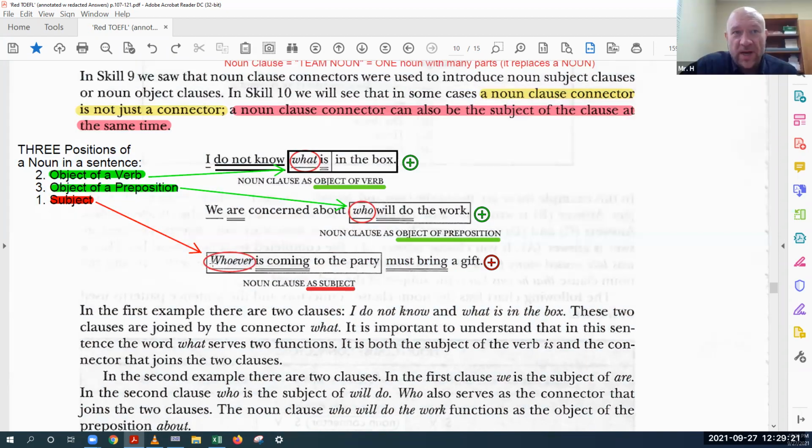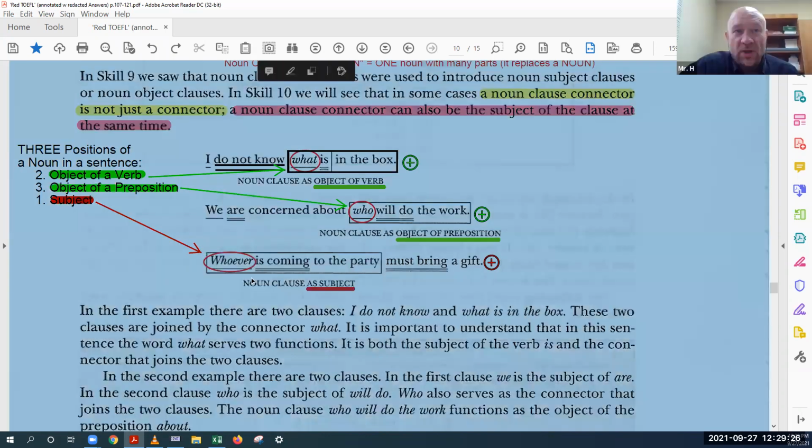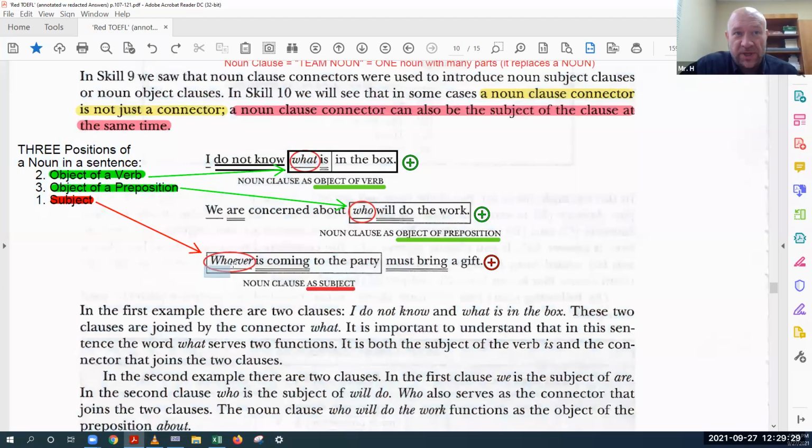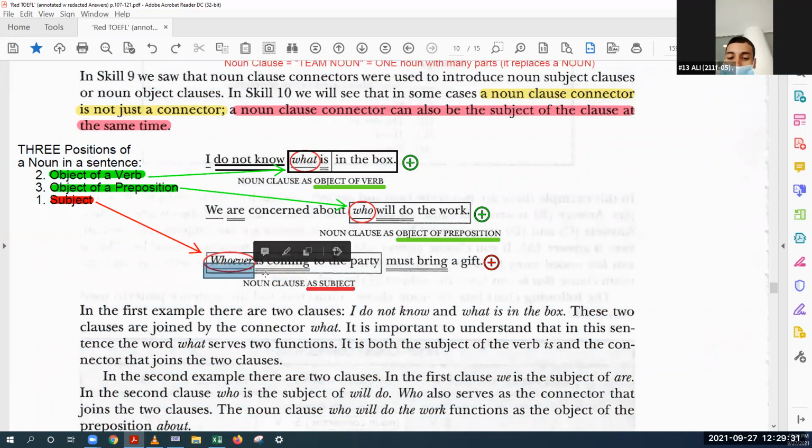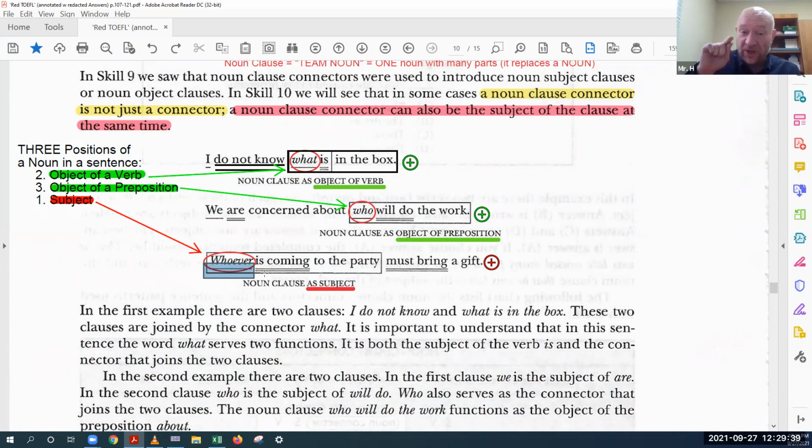Why is there a line here? The verb, the second verb. No, I mean, here there's just one line. Do you see this one here? Why? Because it's the connector. There's a circle around the connector, one line. Why is there one line? Because it's also the subject. It is a connector and it is a subject.